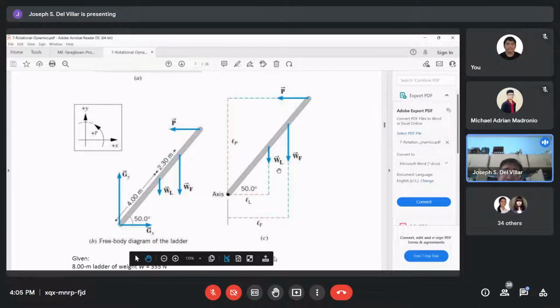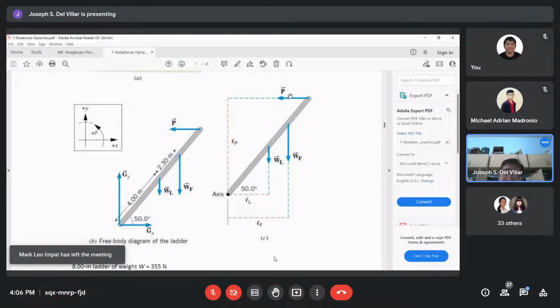At ang may torque lang ay si WL, WF, and P. Okay? So we determine their lever arms. So we extend the WL line of action. So ito yung kanyang line of action. Ang kanyang lever arm is ito, L sub L. Itong dotted line. So yan ang kanyang lever arm because that is perpendicular to the line of action.